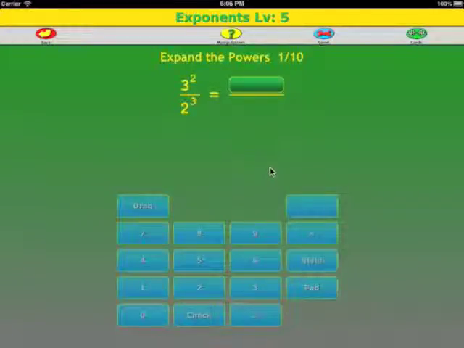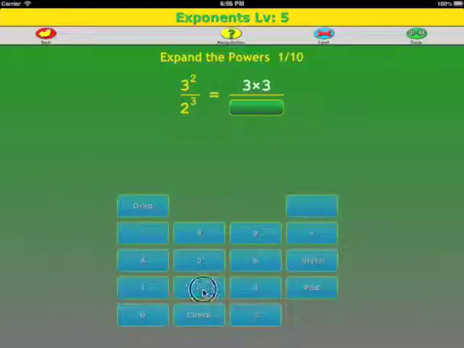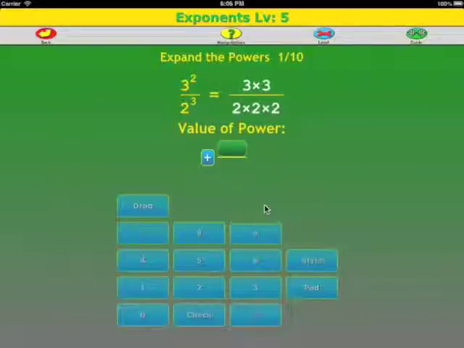Let's do an example. 3 is the base. 2 is the number of times 3 occurs. 3 times 3. Check. 2 is the base. 3 is the number of times it occurs. So 2 times 2 times 2. Check.